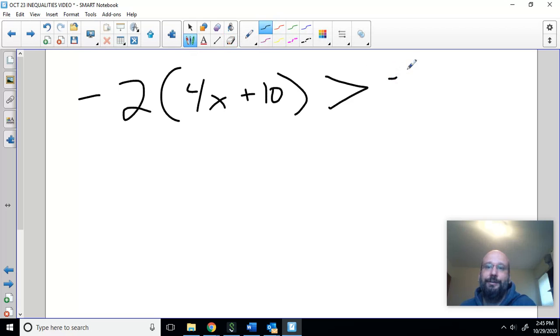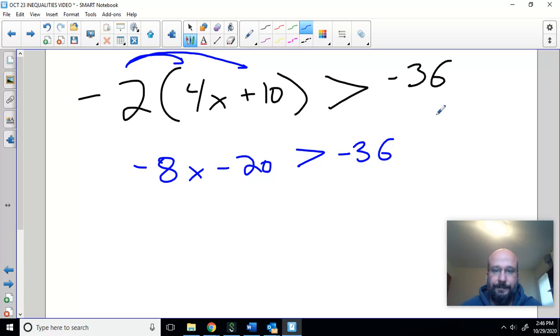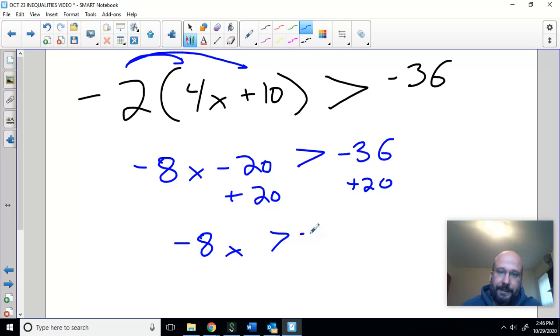So we have -2 times the quantity of 4x plus 10 is greater than -36. So just like a multi-step equation, I'm going to start with distribution. -8x minus 20 is greater than -36. Now I'm going to move this -20 over by plus 20. I get -8x is greater than -16.